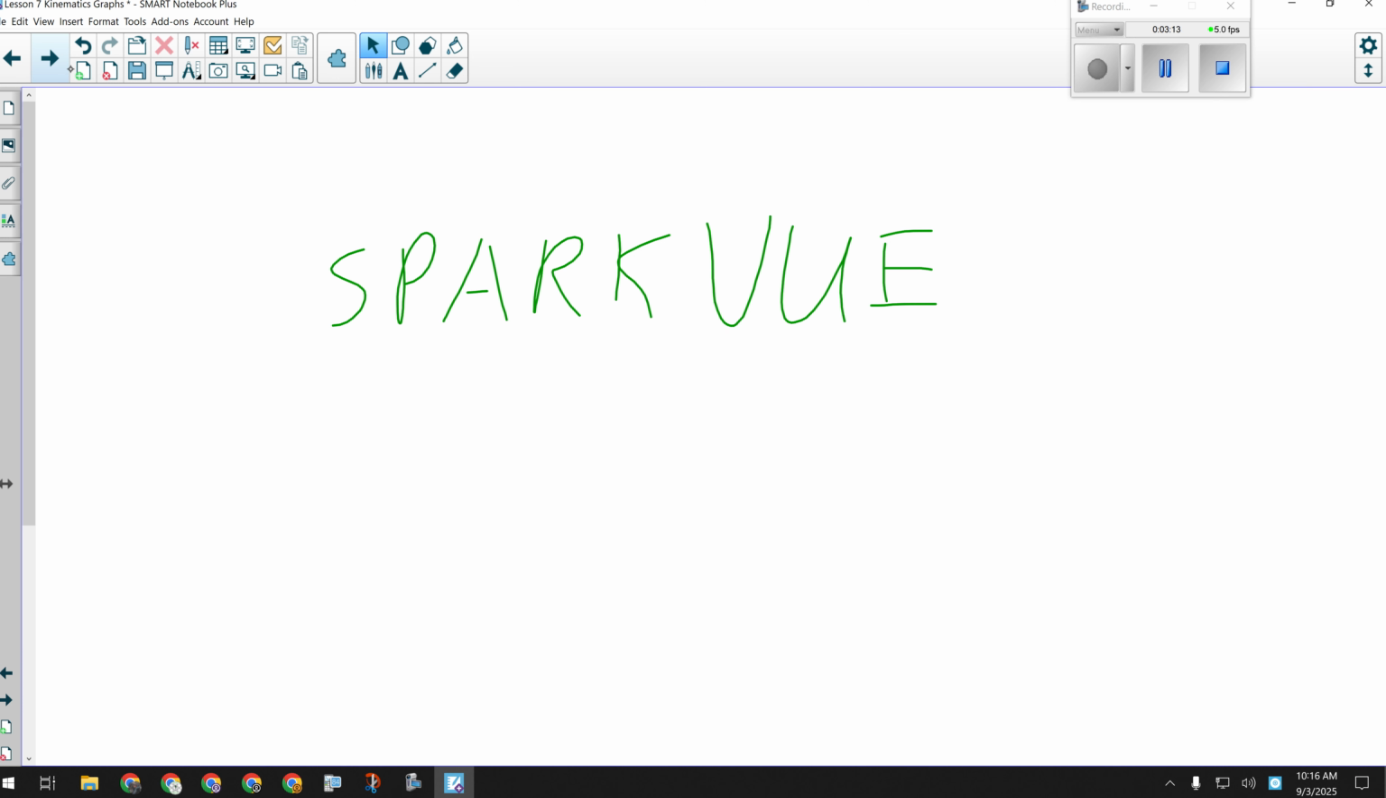For our lab tomorrow, if everyone can just write this down: when you have your phones, you need to go into the App Store and get this app. It's called Spark View. It's free. Don't get the paid version. There is a paid version, but we just need the free version. That app will allow you to use your phones tomorrow, which I will allow, to collect data for our position versus time lab.